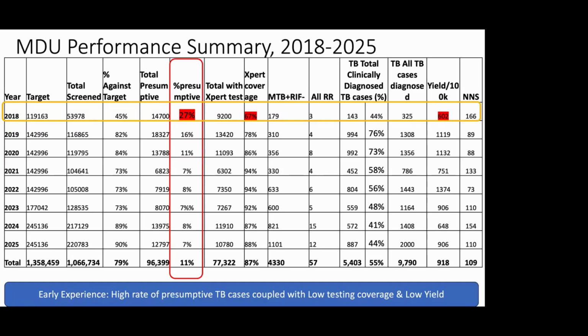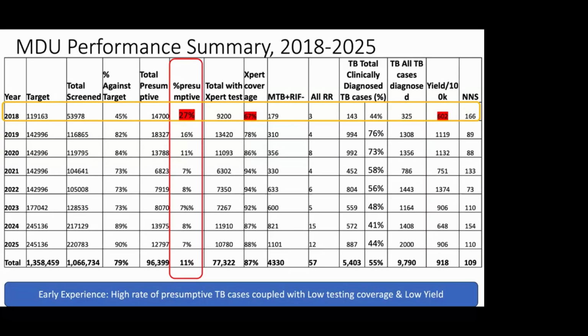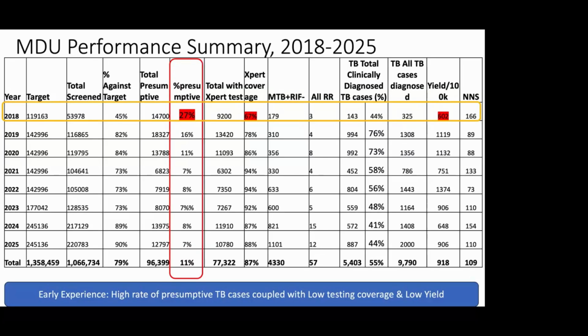We could only actually examine 9,200 of the 14,700, so about 2/3 were examined. We found 179 cases that were positive on GeneXpert. 3 of those came out with RIF resistance. And then we overall diagnosed 325 cases, which means that there were a lot of people who were diagnosed on the basis of something wrong on the X-ray.